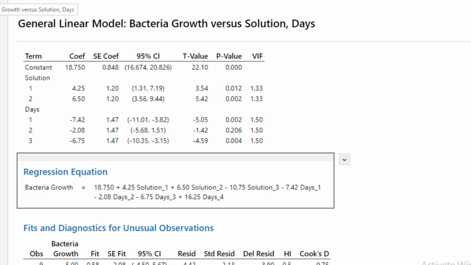So that is from the general linear model results. Here you can see solution number 1 has a positive effect on the bacteria, 2 also has a positive effect. However, solution number 3 has a very high negative effect on the bacteria. That's why we have selected it. Similarly, from days 1, 2, 3, 4, day number 1 has the highest negative effect on the bacteria growth. So it's the optimal one.